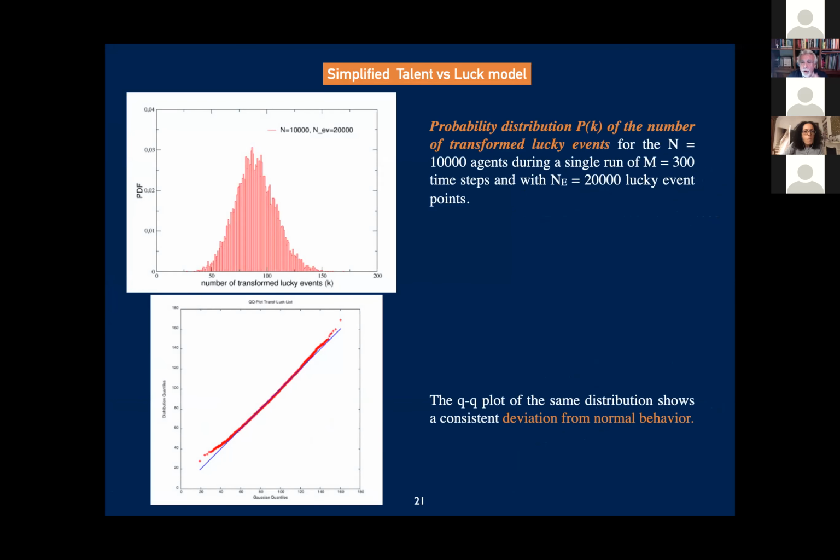But you should consider also this probability distribution PK, which is the probability of transforming these lucky events into something that makes your capital increase. Okay. And this is not Gaussian. This shows some deviation from normal behavior.